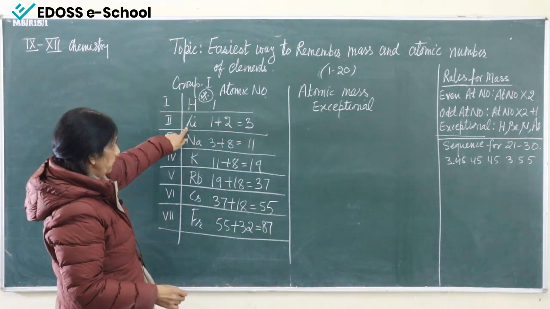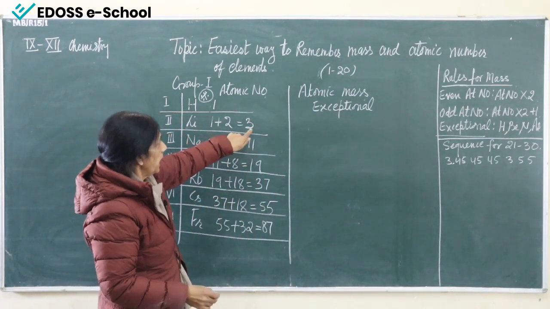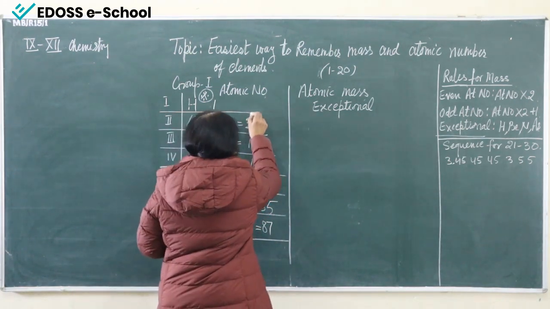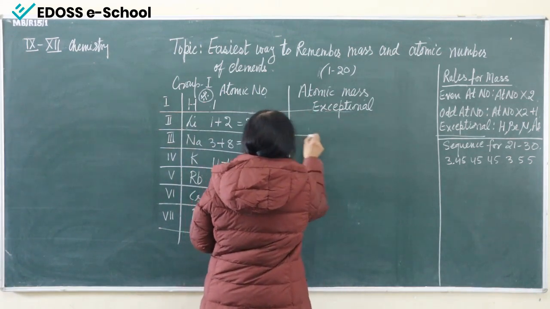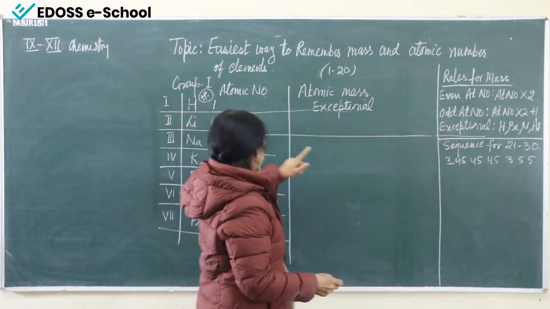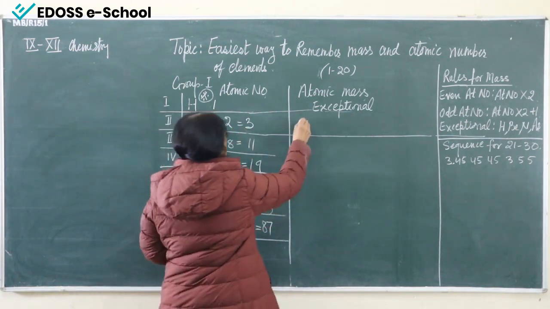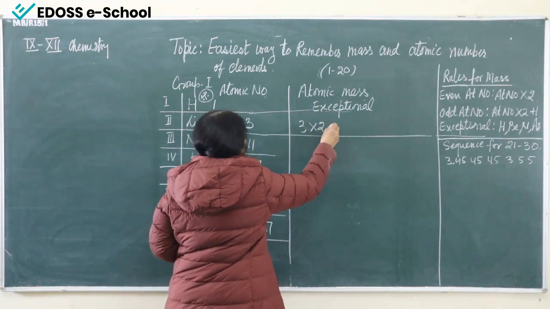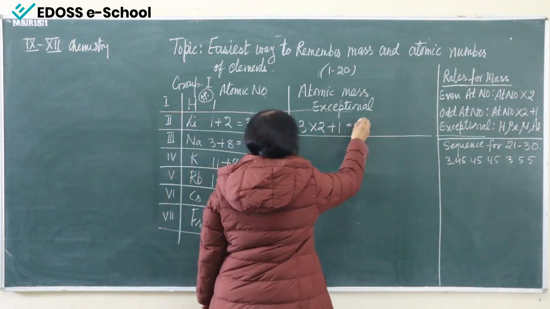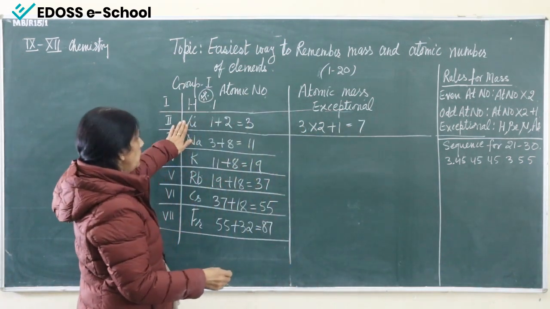Now for lithium. Lithium has atomic number 3 and this is odd. So what will we do? See here, this is the rule: atomic number multiplied by 2 and add 1. So 3 times 2 is 6 and plus 1 is 7. This is the atomic mass of lithium.